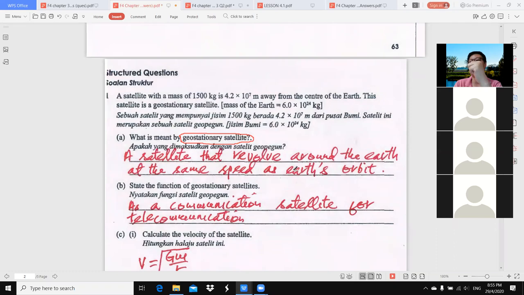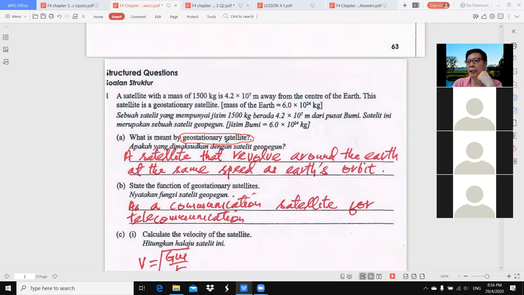The satellite is up here. The Earth is turning, 24 hours to make one turn, isn't it? When the Earth is turning, the satellite also follows turning, same speed. Meaning that the turning speed of this satellite is the same as the turning speed of the Earth on itself, right? So this kind of satellite is called a geostationary satellite.